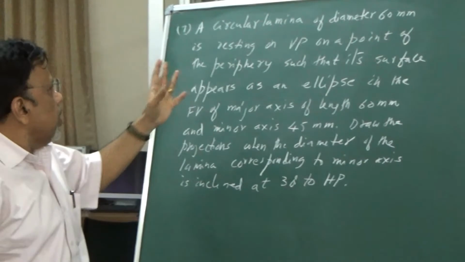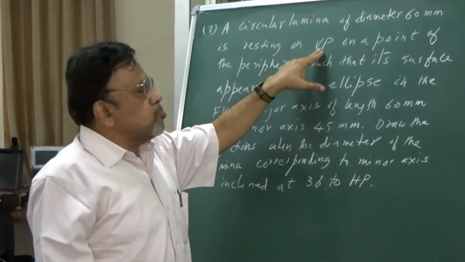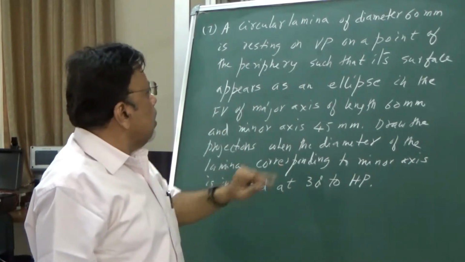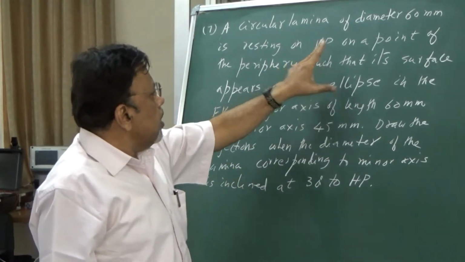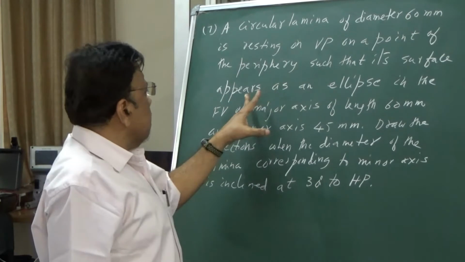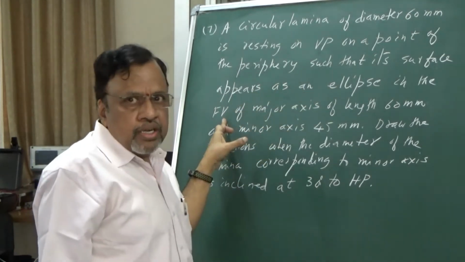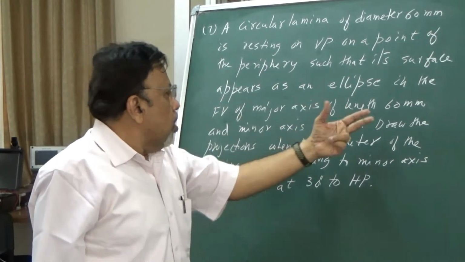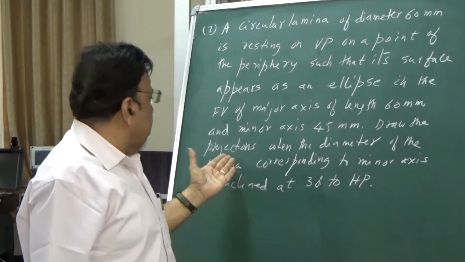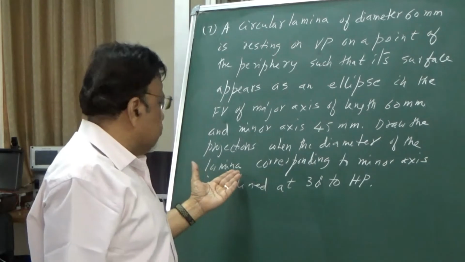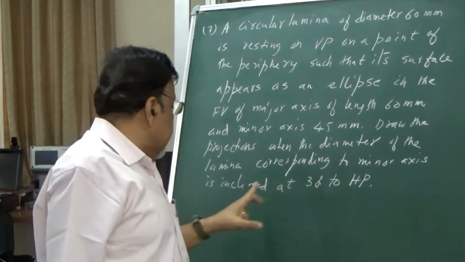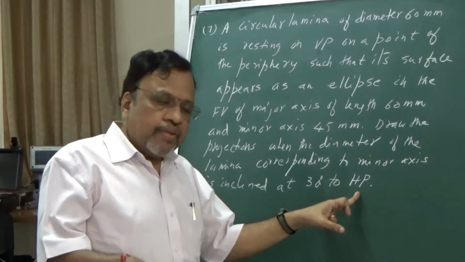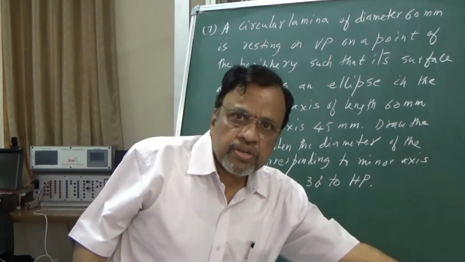See, same problem. I could have given that it is resting on HP. If I give resting on HP, then what will happen to this problem? I would have said that the surface appears as an ellipse in the top view of these particular dimensions. Then I would have said draw the projections when the diameter of the lamina corresponding to the minor axis is inclined at 30 degrees to VP. If I give it in this way, I would have started from the top view.